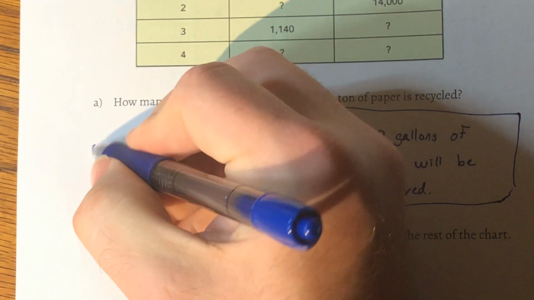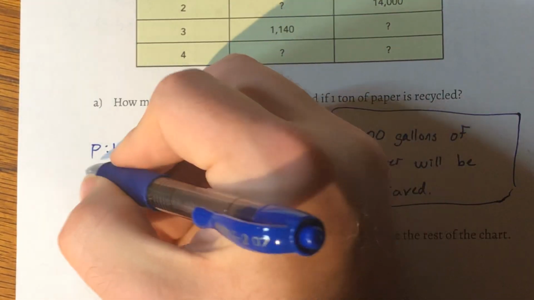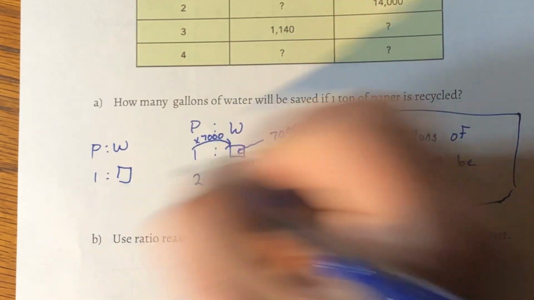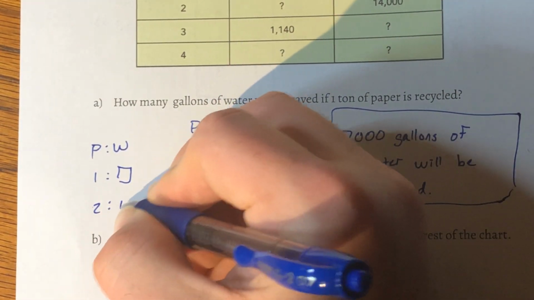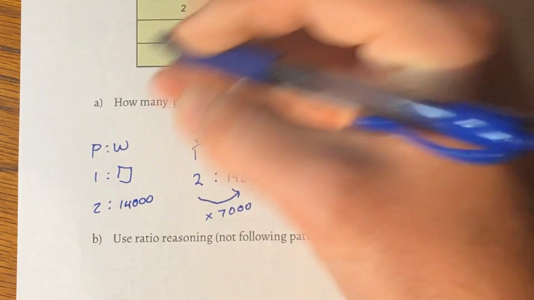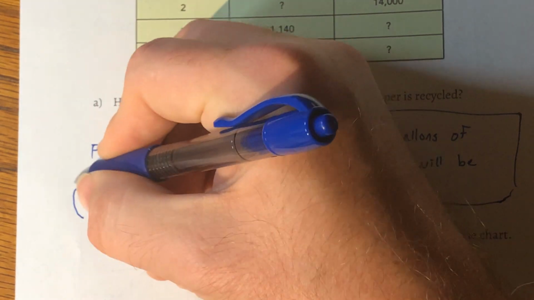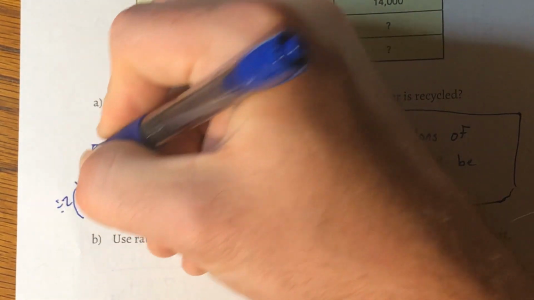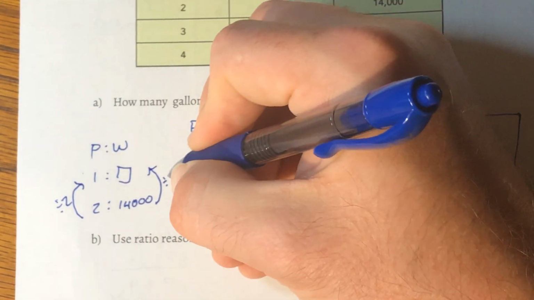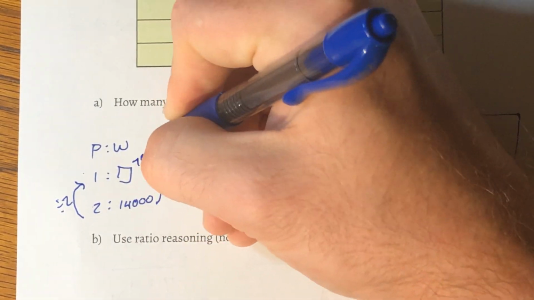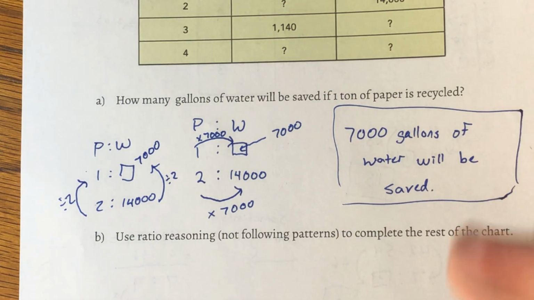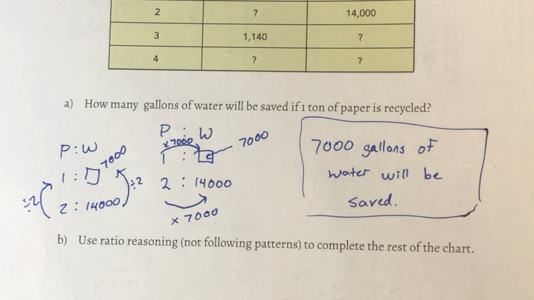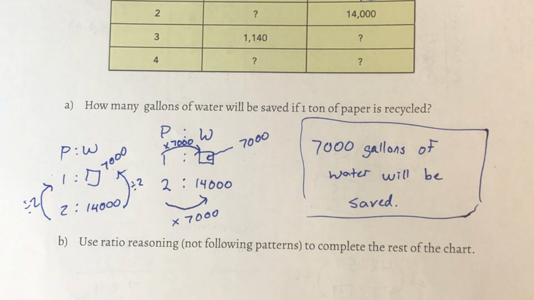I'm going to show you real quick the other way. So paper to water, 1 to blank. Paper to water, 2 to 14,000. So again, the answer blank is on the top. So could you go up? Yes. 2 divided by 2 is 1. 14,000 divided by 2 is 7,000. So the arrows don't always go down. It depends on where your answer box is. Go in the direction of the answer box and ask, how do I multiply or divide to get there?